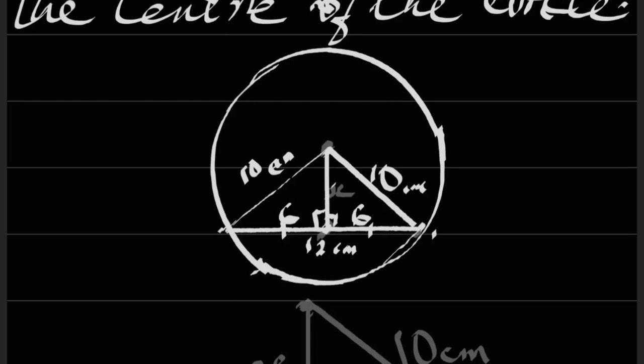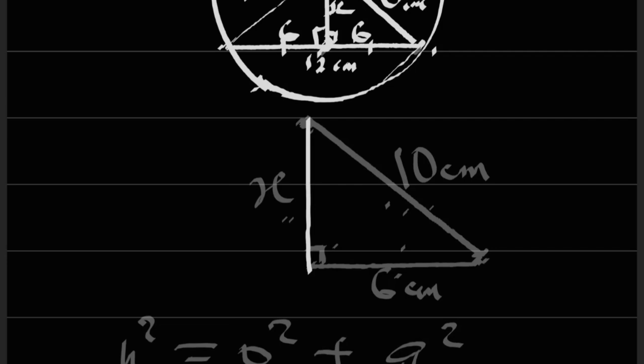So I can use the letter X for it. Calculate the distance of the midpoint of this chord from the center. So we are asked to calculate this distance from here to here, which I'm using X for. And from what we have here, we have a triangle. I will bring out the triangle and use Pythagoras theorem to solve it.